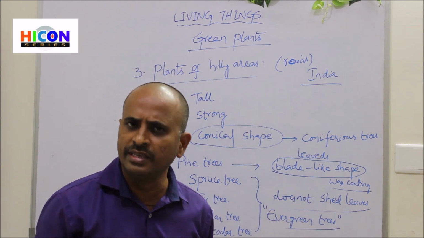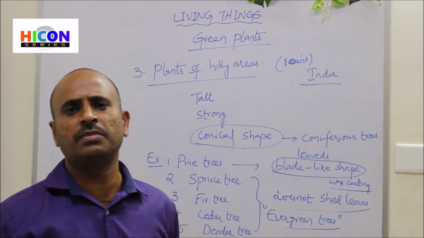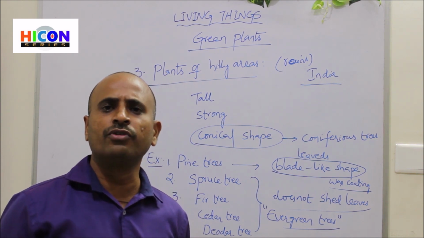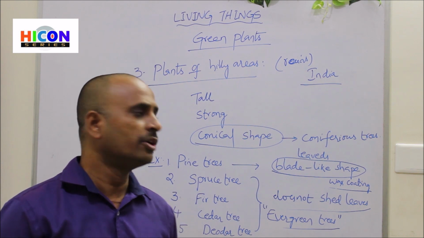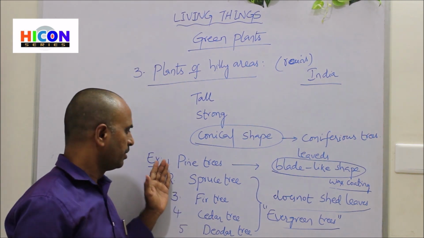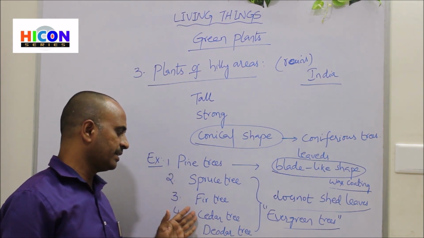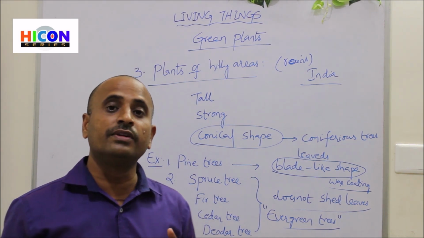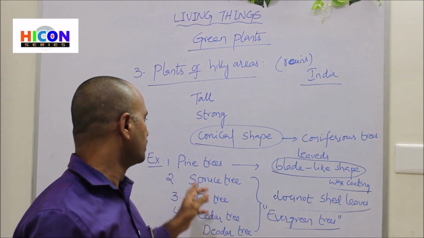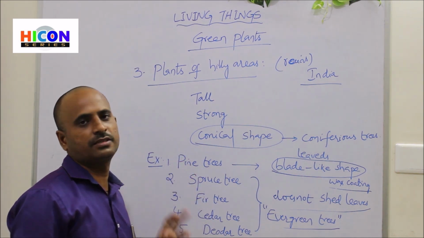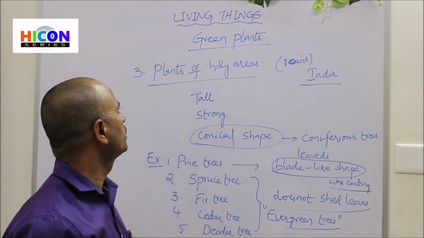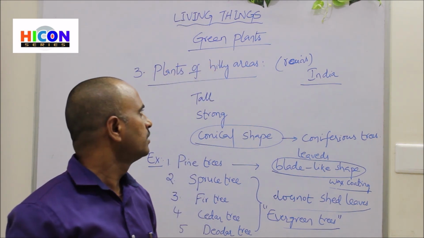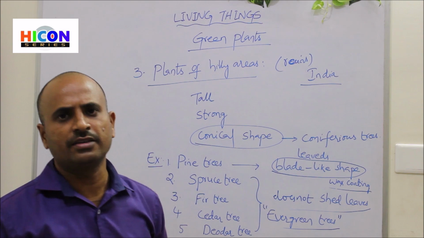If you go to Simla or Nainital or Kodaikanal, Darjeeling, any one of the hill stations, you can observe these plants: pine trees, spruce tree, fir tree, cedar tree, deodar tree, and we can observe them in cinemas also. In hill stations, we can observe these trees. So this is about plants of hilly areas.